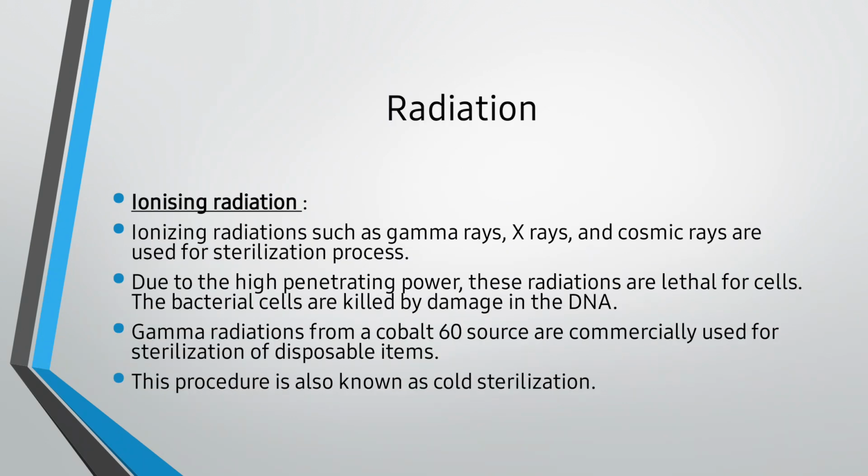Radiation. Ionizing radiation and non-ionizing radiation methods of sterilization are there. For ionization, radiations such as gamma rays, X-rays and cosmic rays are used for the sterilization process. Due to high penetrating power, these radiations are lethal for cells. The bacterial cells are killed by damage to the DNA. Gamma radiations from a cobalt-60 source are commercially used for sterilization of disposable items. This procedure is also known as cold sterilization.